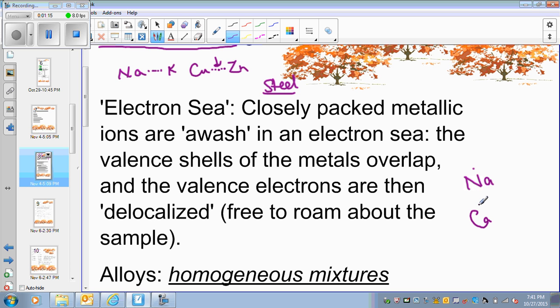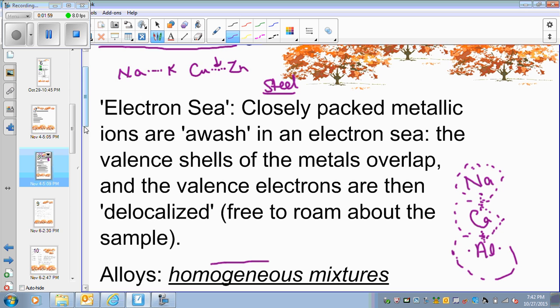any number of valence electrons that metals have, those valence electrons kind of hold each other in a sea of electrons. So they kind of revolve around the metals. All right, they're free to move. They're delocalized. We call them delocalized electrons. The valence shells of the metals overlap, and the valence electrons are delocalized, meaning they're free to move around. And with that, they are kind of holding each other tightly, and that results in a mixture, a homogeneous mixture.